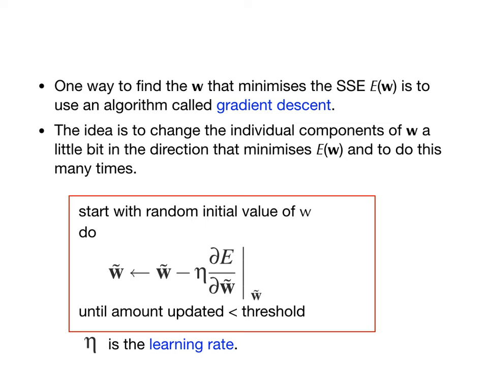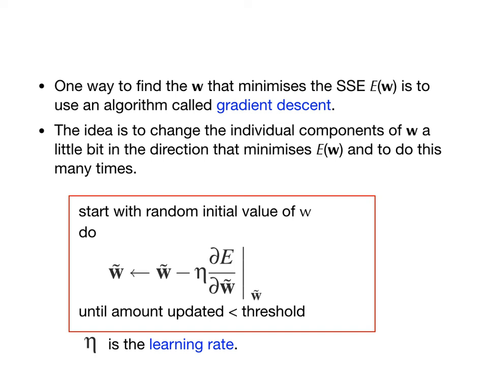We start with an initial value of w that's random, and then we loop until we're done. In each loop, we assign the new weight to be the old weight minus a little bit of going in the direction that minimizes the error. So the partial derivative of the error with respect to w tilde, evaluated at w tilde, is going to give us the direction that increases the error. We want to use minus that, which will be the direction that goes towards less error, but we don't want to go totally in that direction all in one go.